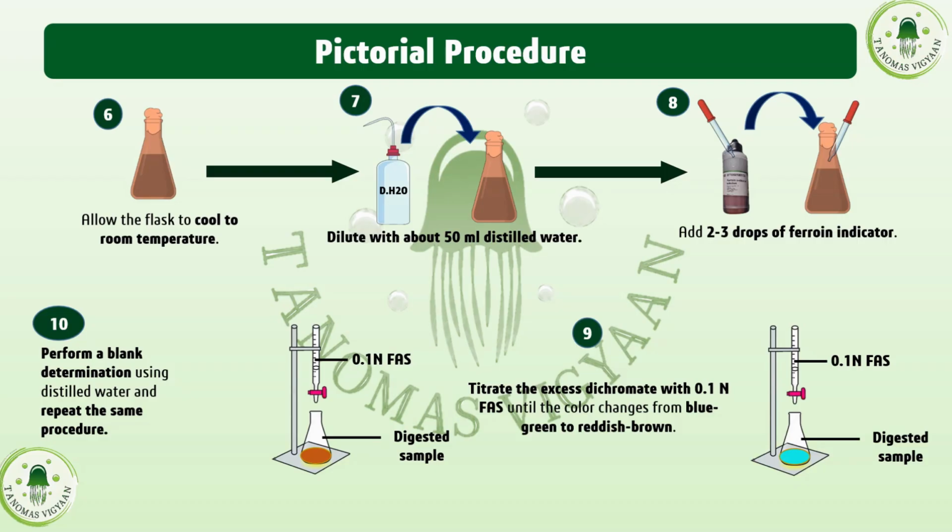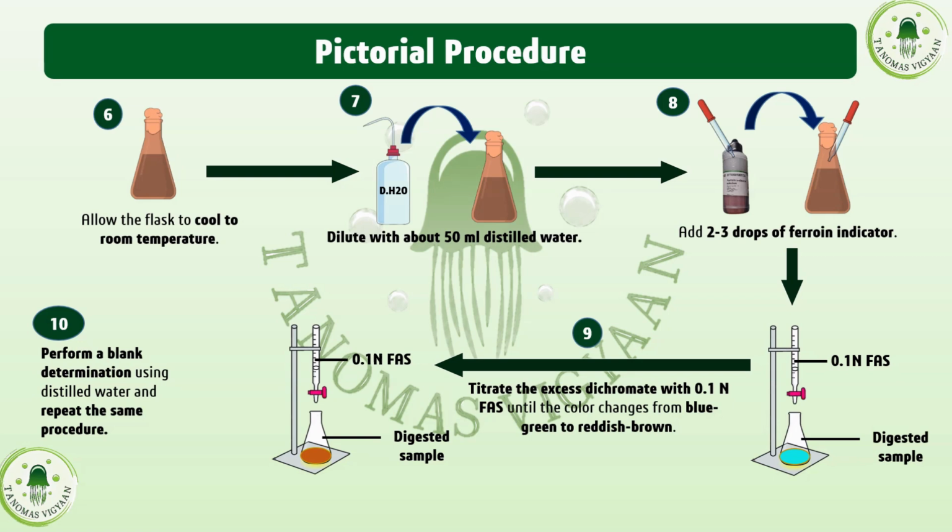Ferroin indicator is readily available in this type of bottle, you can purchase it directly. Then you add 2 to 3 drops of ferroin indicator in your sample and start the titration process. In the titration process, you can see in the burette you have 0.1 normal FAS, that is ferrous ammonium sulfate, and in your flask you have this digested sample.